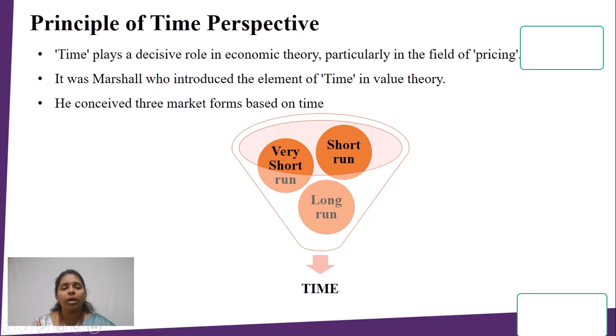Very short period is a time period of 1 day or 2. Short run is if the time period is below 1 year; we consider that a short run period. Long run is anything beyond 1 year. So the combination of these 3 includes the time concept as per Marshall.